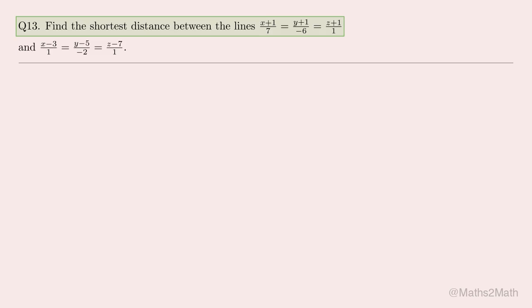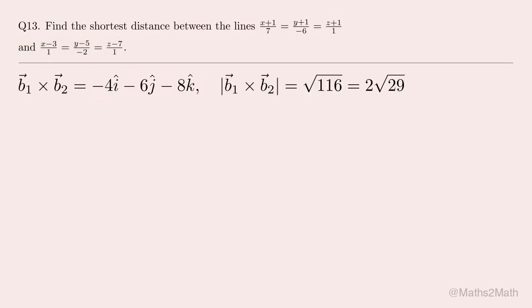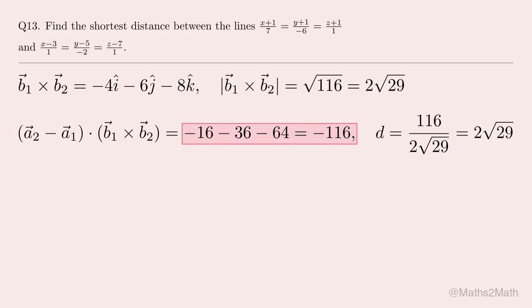Question 13. Cartesian skew lines. Same recipe, cross, gap, quotient. The cross of 7, minus 6, 1 and 1, minus 2, 1 is minus 4, minus 6, minus 8, magnitude 2 root 29. The gap 4, 6, 8 dotted with the cross gives minus 116. Modulus over 2 root 29 is 2 root 29.